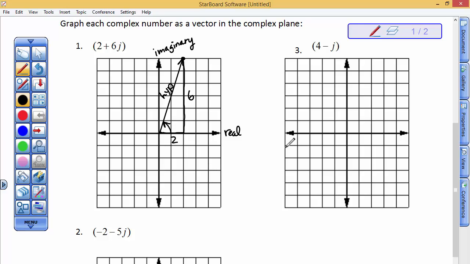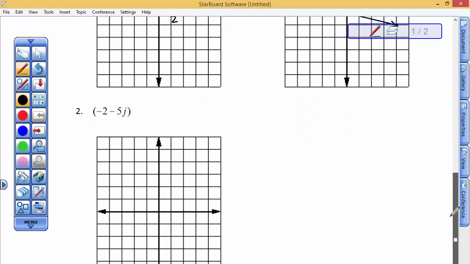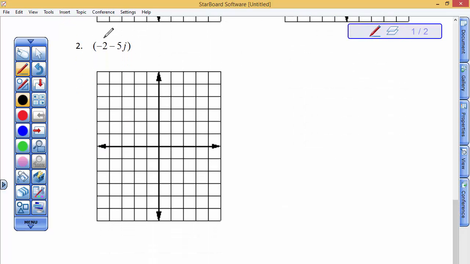So this is a positive 4 on the real axis, and this is a minus 1j on the imaginary axis. So I'll go over 2, 3, 4, and down 1, and graph that complex number in the 4th quadrant, and make sure it's a vector, so make sure you put an arrowhead on it. Let's go ahead and do the next one. So what quadrant will that be in, where this is negative and this is negative? So from the origin, I'm going to go left 2, because that's a negative 2, and down 5, and then I'm going to draw the vector from the origin to that ordered pair.